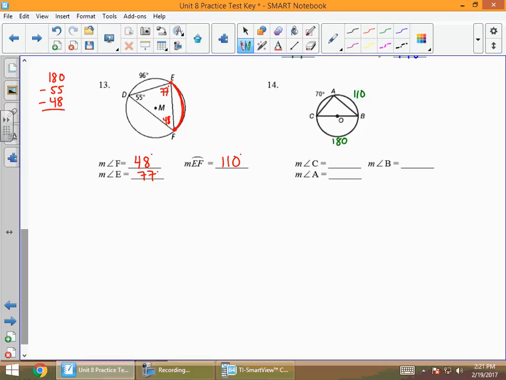And now I can just start doing my inscribed angles are half of its arc. So angle C is the first one it wants to know. Angle C is across from 110, so half of 110 is 55. Angle B is across from 70. Half of 70 is 35. And angle A is across from 180, and half of 180 is 90. And that's it for page 2.